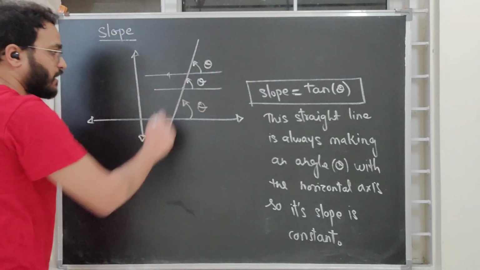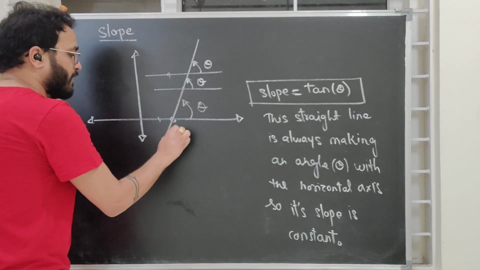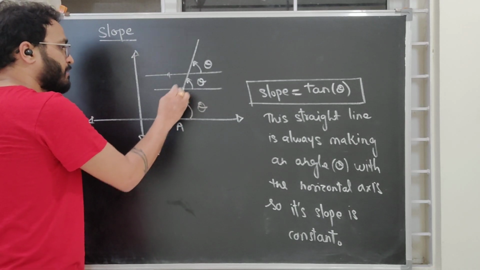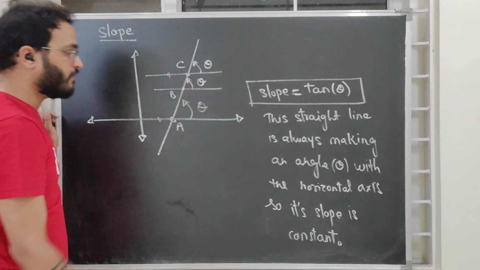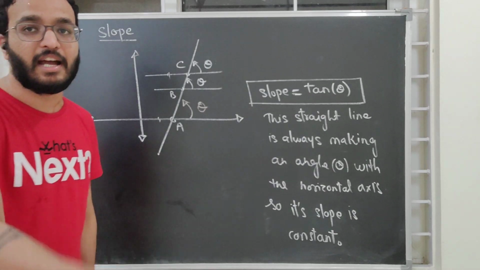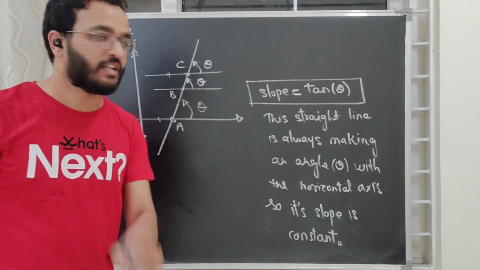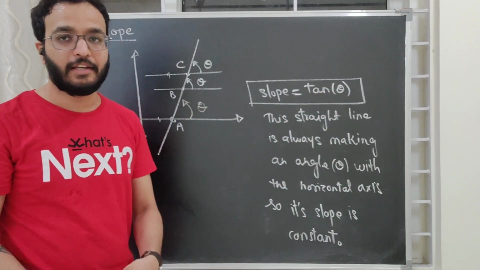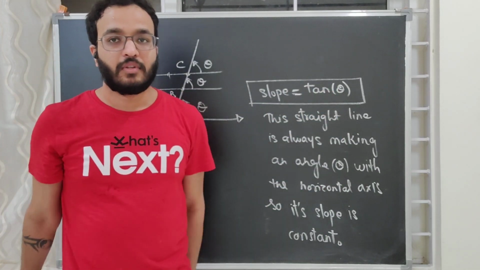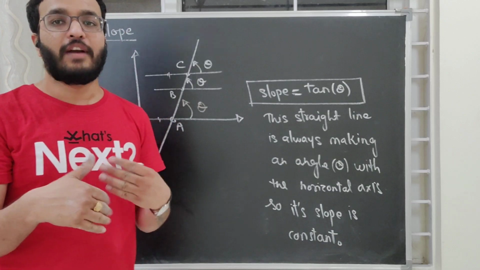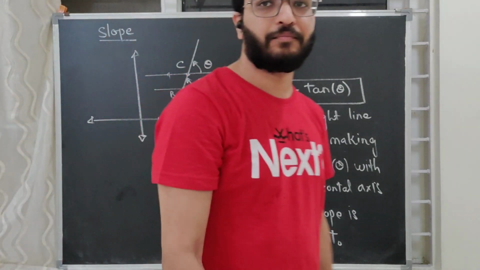So for this particular line, whichever point you go, like you go to point A, you talk about point B, you reach point C, wherever you go, you can say that the slope of this straight line remains constant, which is tan theta. Okay. Is it clear? Now let's understand another way of finding out tan theta, right?